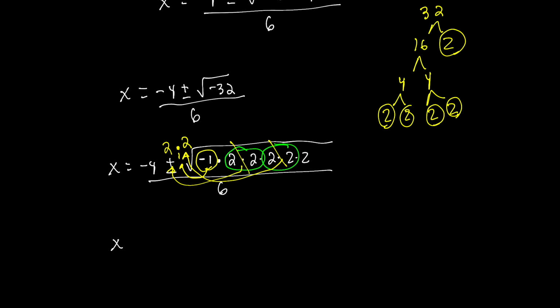So I'm going to get x equal to negative 4 plus or minus, and then I'm going to multiply everything that's outside of the square root, basically everything that I was able to get out. So 2 times 2 times i gives me 4i. And then I'm going to multiply everything that remained inside of the square root. But the only thing that's there is the 2, so I'm going to write 2 all over 6.